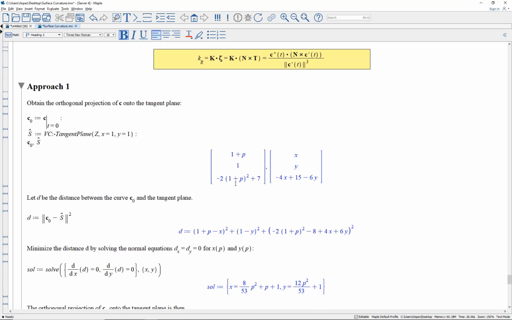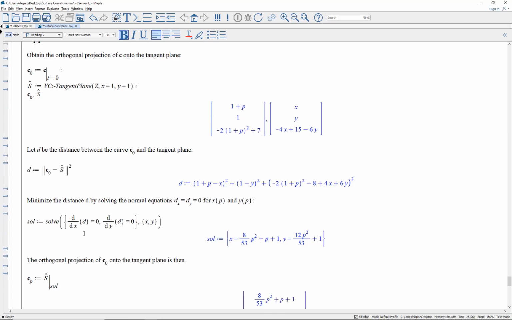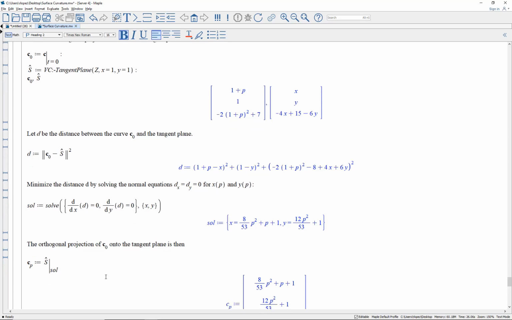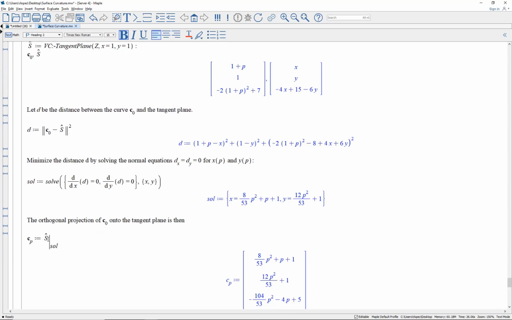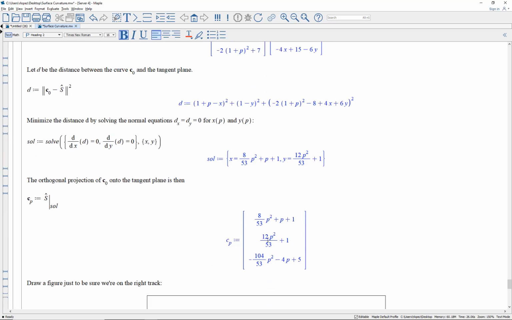To get the projection of this vector onto the tangent plane, I look at their difference and take the norm, so I get the distance between them, squared, to get rid of the square roots. I want to minimize that distance, so I use calculus. Take the derivative with respect to x, take the derivative with respect to y, set them equal to 0, and solve for x and y. I plug that x and y back into the representation of the curve, and I have this projected curve.